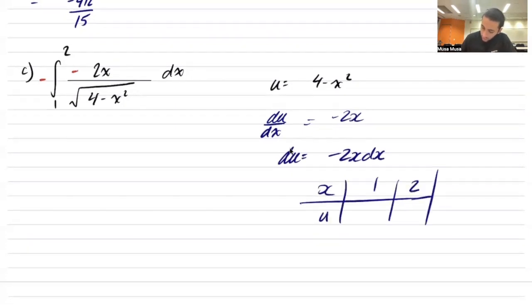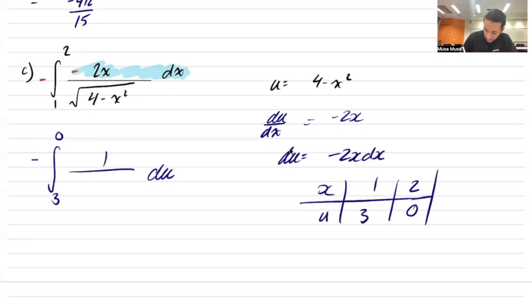So 1 and 2. When x equals 1, 4 minus 1 squared is 3. When x equals 2, 4 minus 2 squared is 0. So this becomes negative the integral from 3 to 0 of this whole minus 2x dx just becomes du, and it becomes 1 over the square root of u.